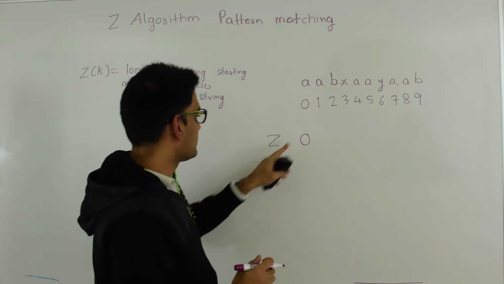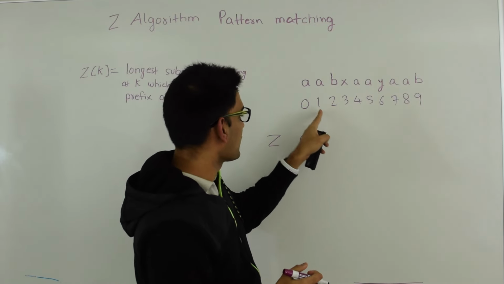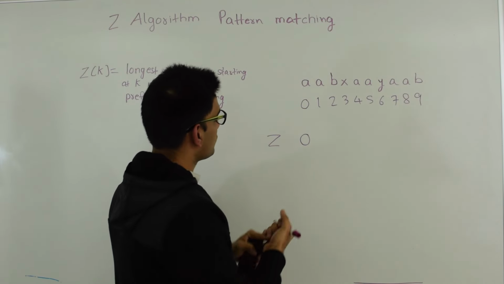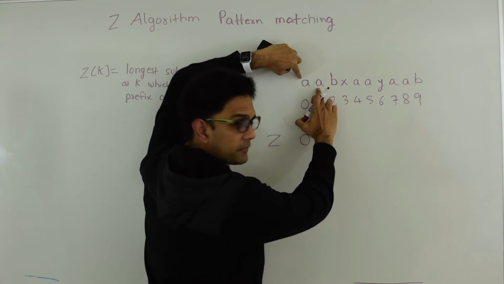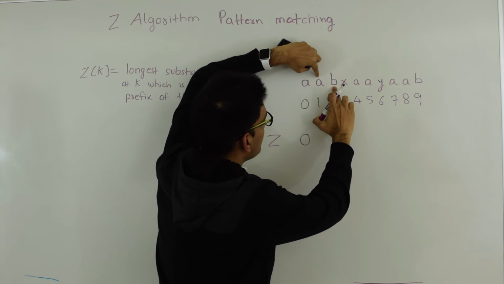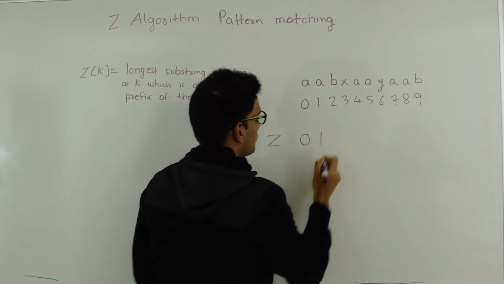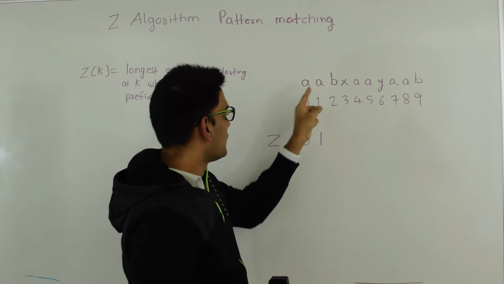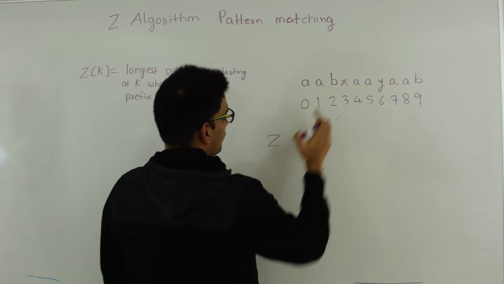And then we are going to start with Z of 1. So at 1, we're trying to find the substring starting from position 1, which is also the prefix of this string. So basically I'm comparing this A with this A and both of them are same. So we're going to move by 1 and then we try to compare this A with this B and they're not same. So we'll put 1 here. So what this 1 means is there is a substring starting at position 1 which is also the prefix of this string.